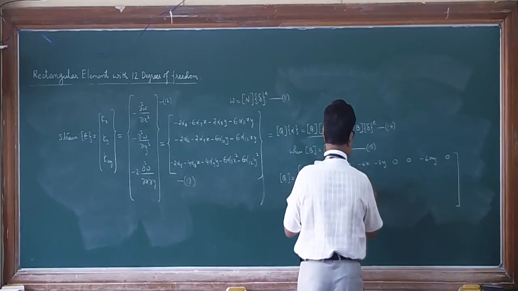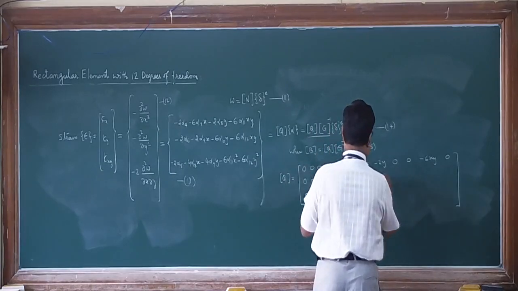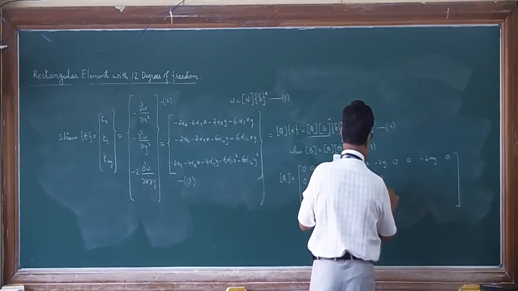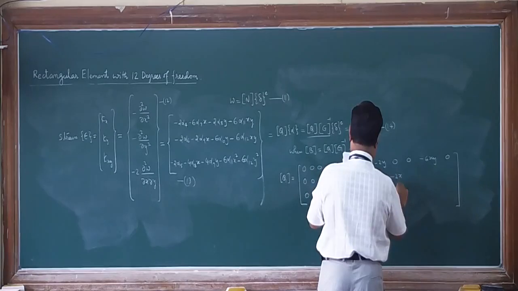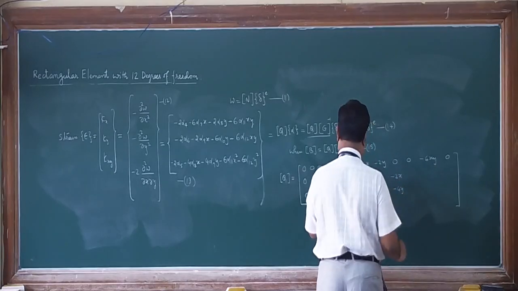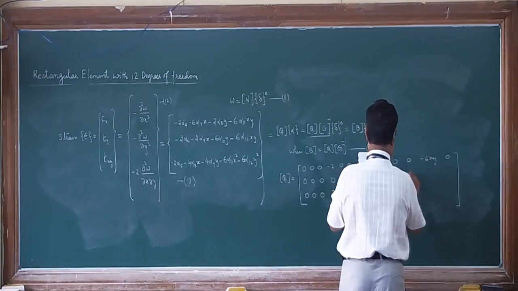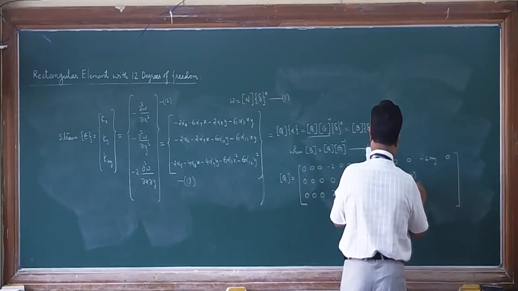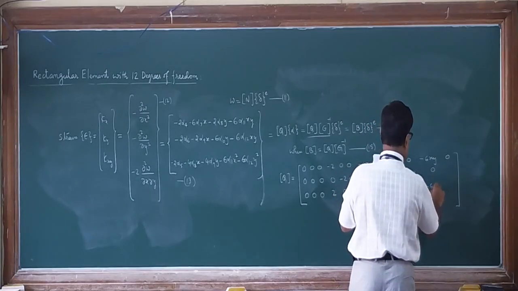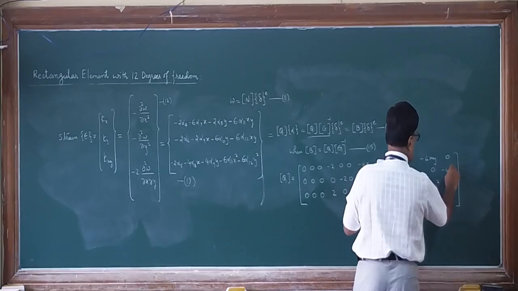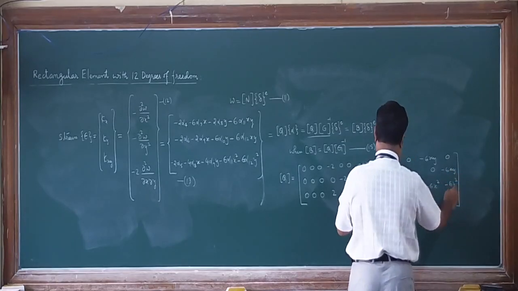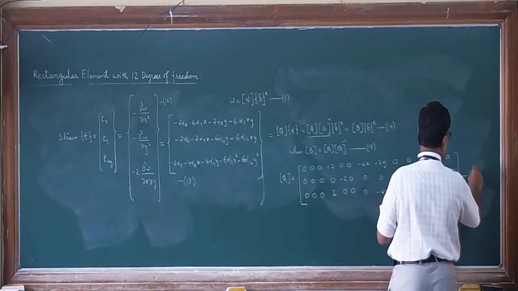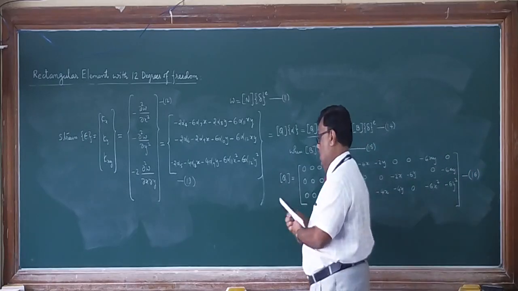This is 0, 0, 0 minus 4x, minus 2x, minus 4y, minus 6y, 0, 0 minus 6x square, minus 6xy, minus 6y square. See, this is our equation number 16, what you can write this.